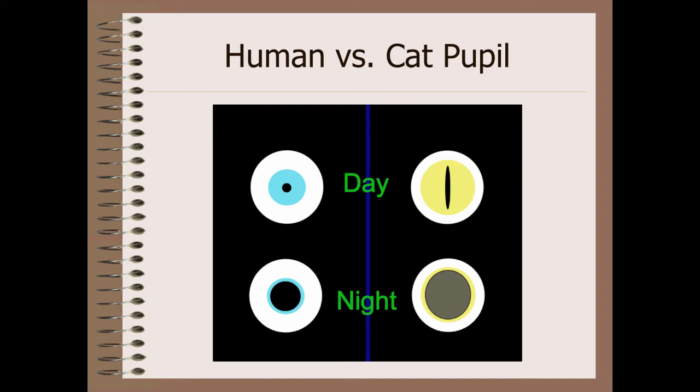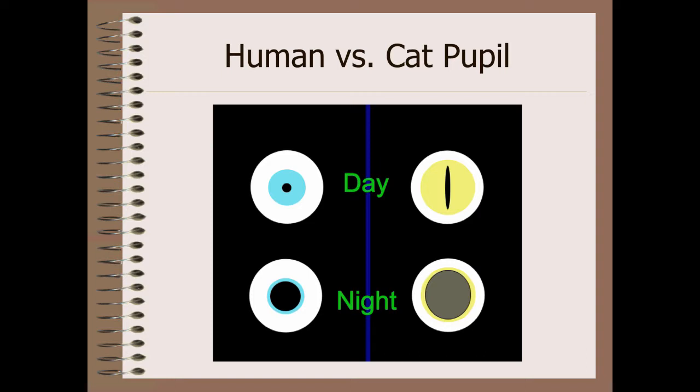Not all pupils are created equal. The cat pupil, for example, is elliptical rather than round. It can control light much better than the human pupil can. We were not designed to get around in the dark, but cats were.